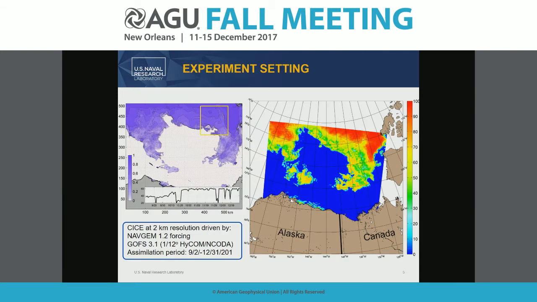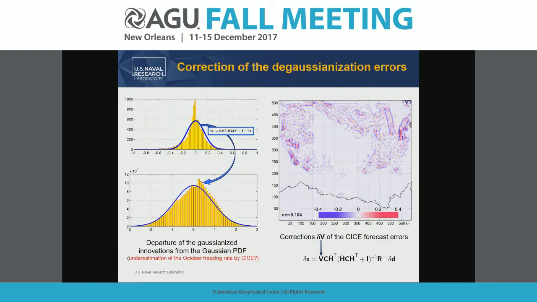And finally, for the whole system, I will just show you the results. The whole system was tested in the Beaufort Sea in September, October, and December. So the coverage of observations was pretty dense. We had about 20,000 observations per day. And this is the sea ice model at 2 kilometer resolution. The dimension of the state vector was about 500,000.